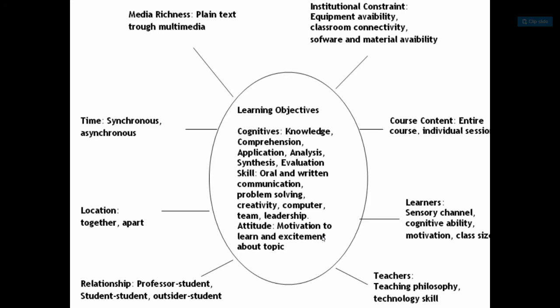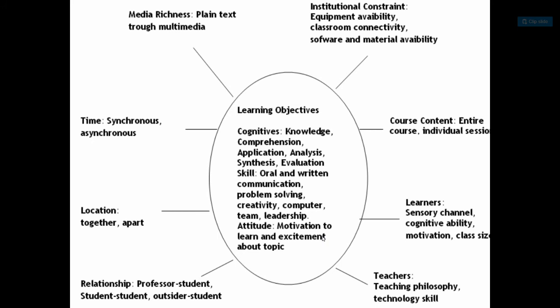What comes under cognitive? Knowledge, comprehension. Comprehension means understanding. Application, how we apply the knowledge. Analysis, analyzing whether the knowledge is effective or non-effective. Synthesis and evaluation. Then what comes under skill? Oral and written communication, presenting in a group, problem solving, creativity, computer skills, teamwork, then leadership. Then attitude: motivation to learn and excitement about the topic or not.